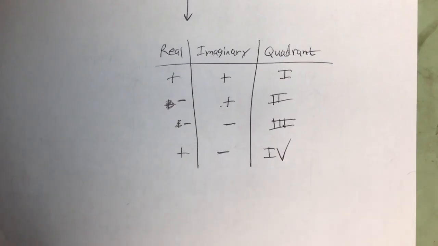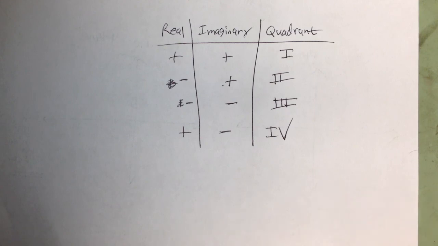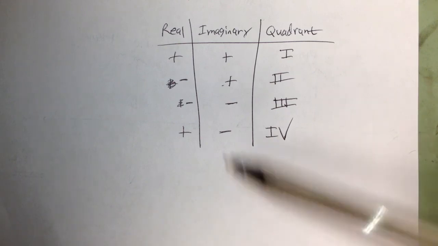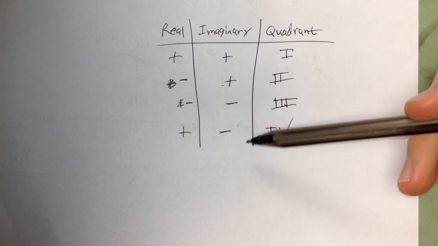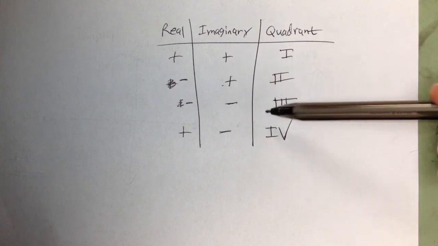And just before I go, here's a quick summary table that tells you the sign of the real component, the sign of the imaginary component, and then what quadrant that will lie in.